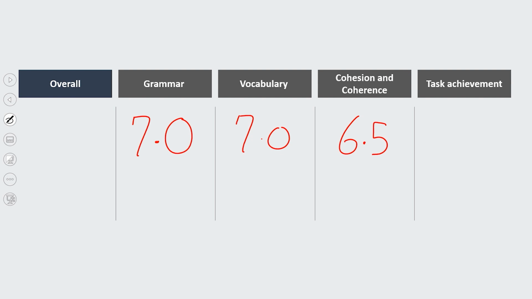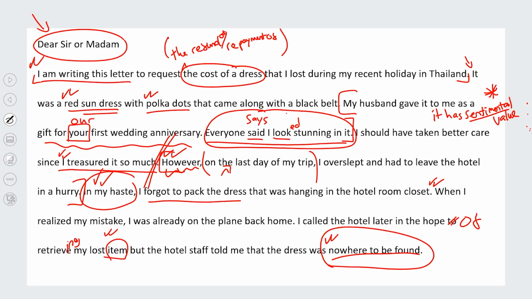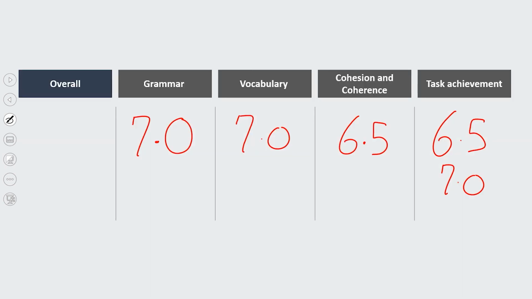In terms of task achievement, I'm going to be picky and give a 6.5. Or should I give this, I mean, I could be convinced also to go up to a 7. It's just my issue about describing the item in a travel insurance document and saying you look stunning in the dress, or giving details about the polka dots. So I could see an argument to give this candidate a 7.0 because it's an issue with the language and phrasing of the question.